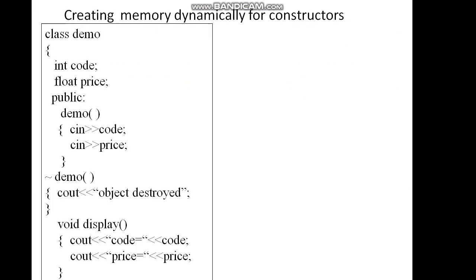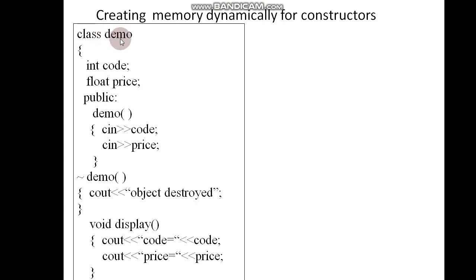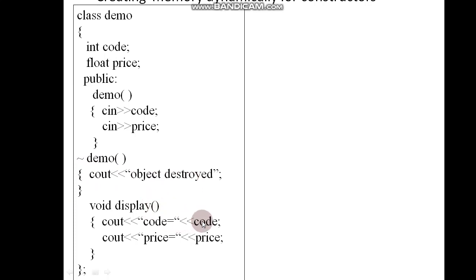Let's continue with the previous session where we discussed creating memory dynamically. Class demo, code and price are data members. Demo is a constructor function which reads the values for code and price. This is the destructor function which displays object destroyed. Display function will display the values of code and price.